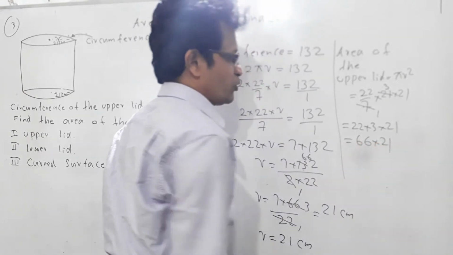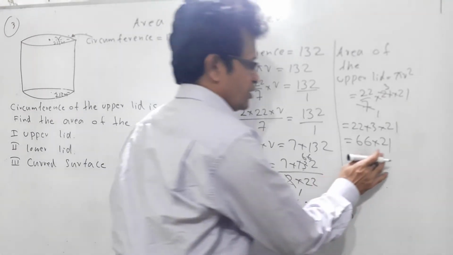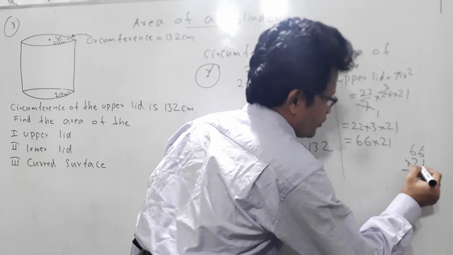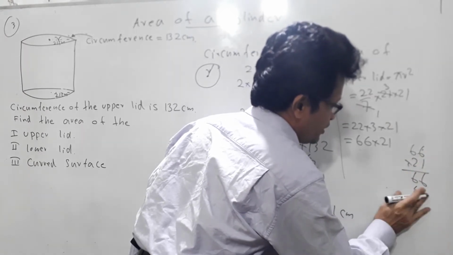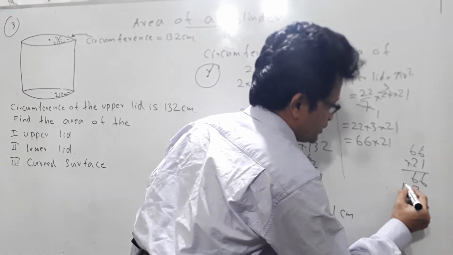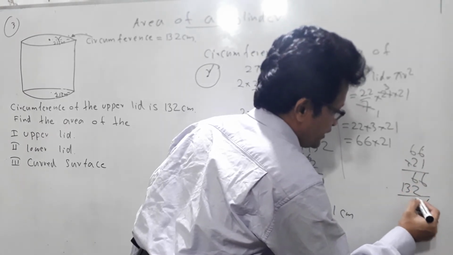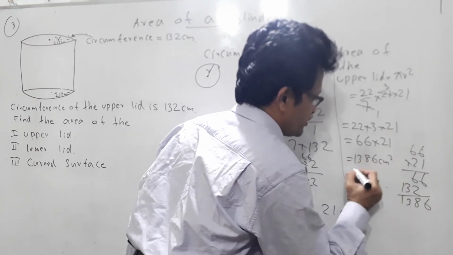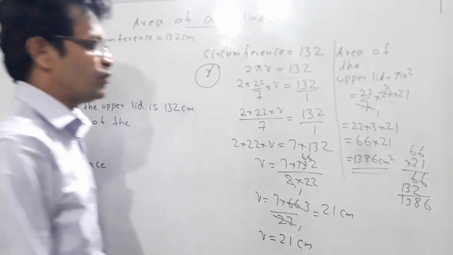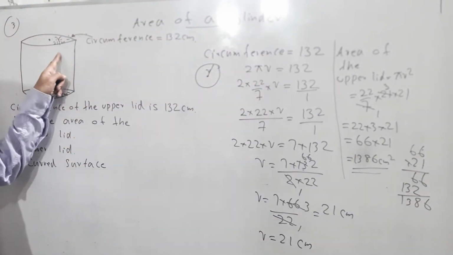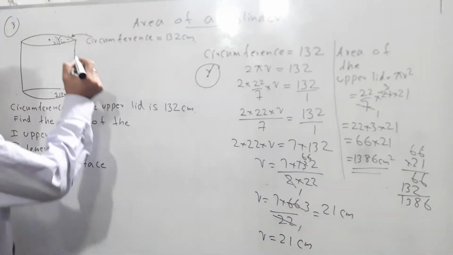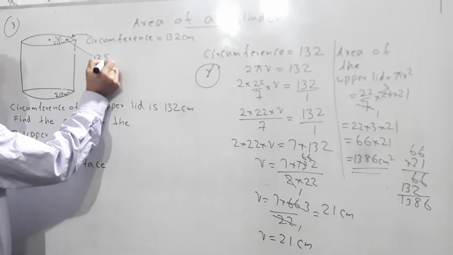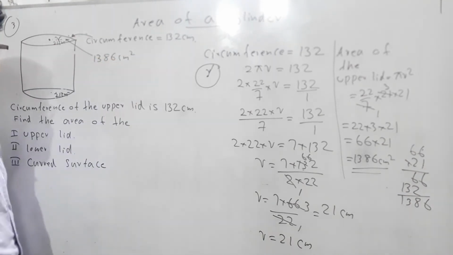Okay? So we have to multiply 66 and 21. 1 into 6 is 6, 1 into 6, 6, 2 into 6, 12, 1 remain, 2 into 6, 12 plus 1, 13. So it is equal 1386 centimeter square. Okay, so area of the upper lid equals 1386 centimeter square. That means this area equals 1386 centimeter square.